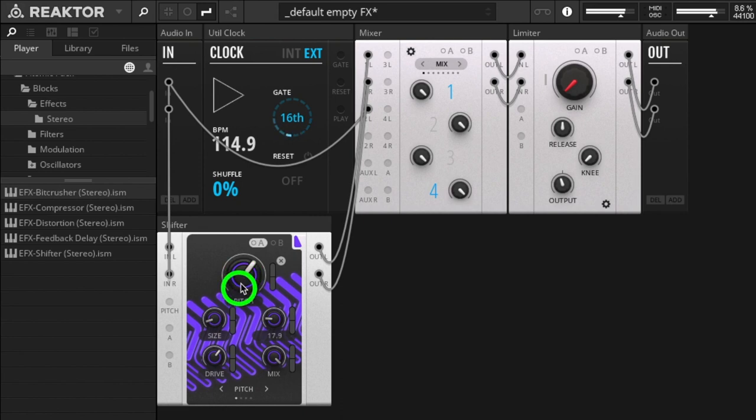Let's break it quickly. Okay, that's broken enough. That's the FFT pitch.